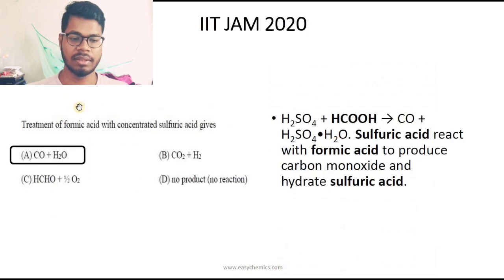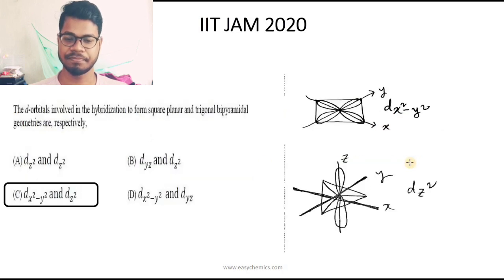Third question: treatment of formic acid with concentrated sulfuric acid. This is a very general, memory-based question. No one can expect this kind of question. That means HCOOH formic acid reacts with H2SO4 and gives CO and H2O. That's why CO and H2O, right?